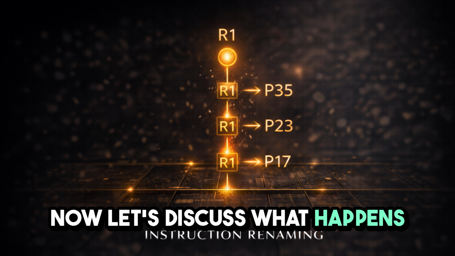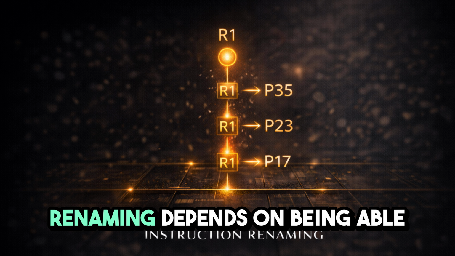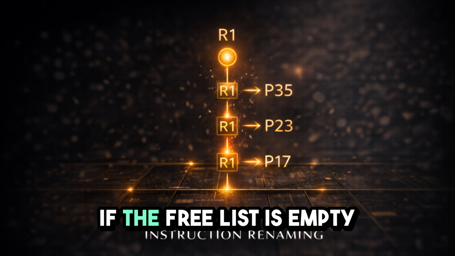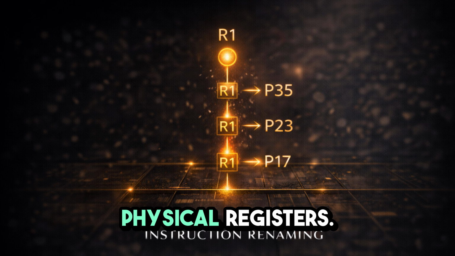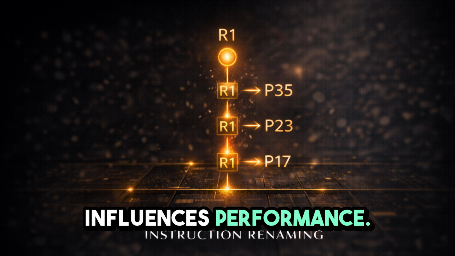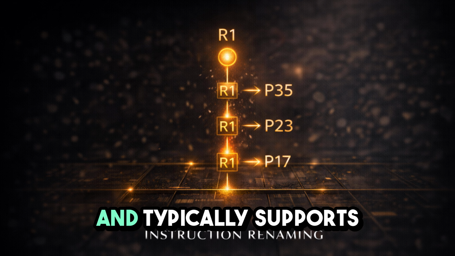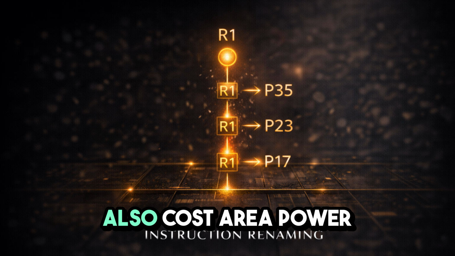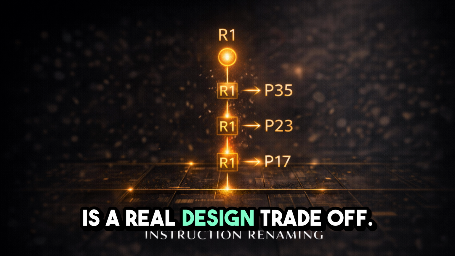Now let's discuss what happens when the core runs out of free physical registers. This is a real resource limit. Renaming depends on being able to allocate a fresh physical destination for every writing instruction. If the free list is empty or nearly empty, the front end must stall rename until retirement frees more physical registers. This is one of the ways the size of the physical register file influences performance. A larger physical register file allows more in-flight rename definitions and typically supports a larger effective window before rename stalls. But larger structures also cost area, power, and complexity. So physical register count is a real design trade-off.